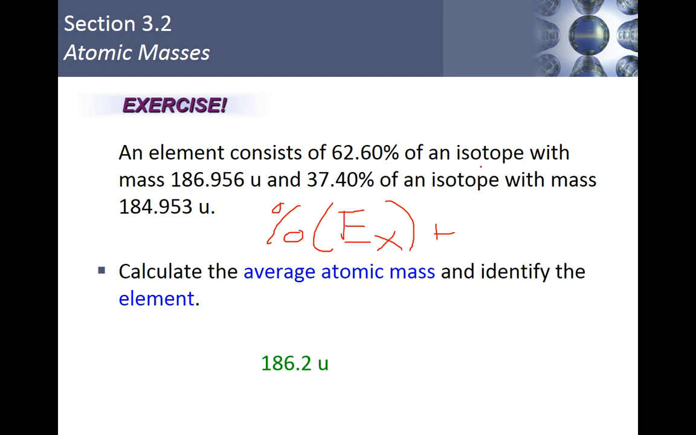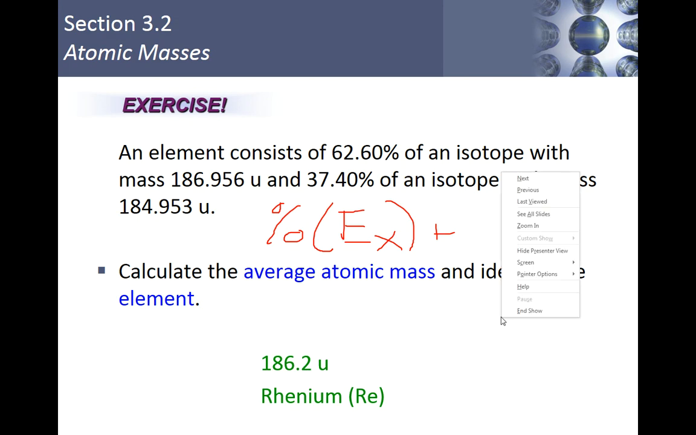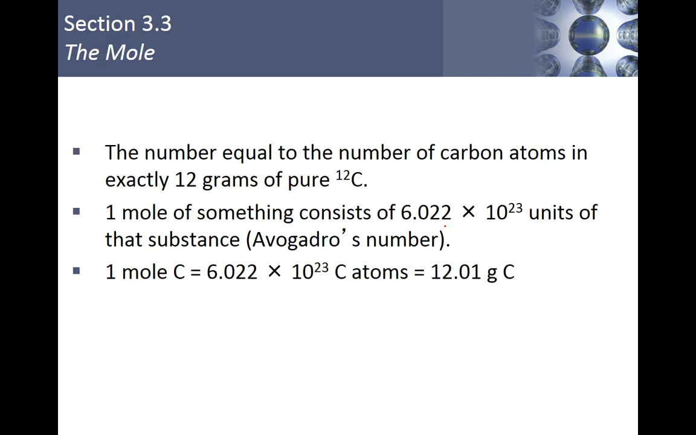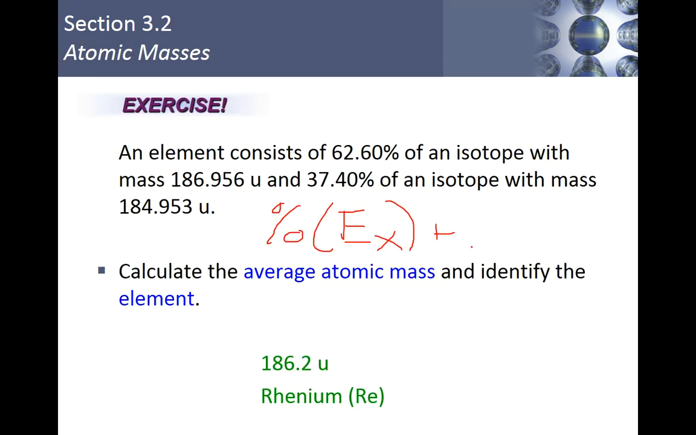I thought I put the equation up right here. Let's see. I thought I wrote it down on the slide, but I guess not. So essentially, after you plug those numbers into the formula, you're going to get 186.2. And then using that average atomic mass, you can look it up on the periodic table, and you will find that it is rhenium.